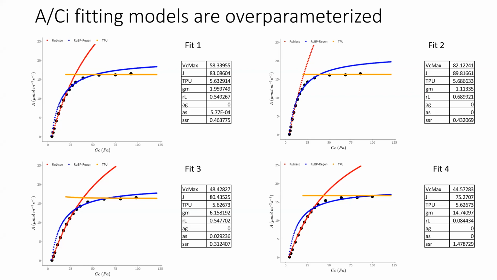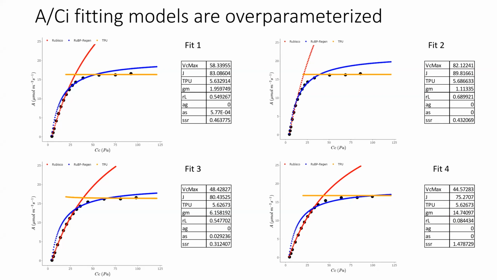And that's the surest sign that the ACI curve is overparameterized, especially when it comes to mesophyll conductance, by far the most variable of any of these parameters. And alongside the variability of mesophyll conductance is Vcmax, because in the rubisco limited portion of the curve, they can compensate for each other.